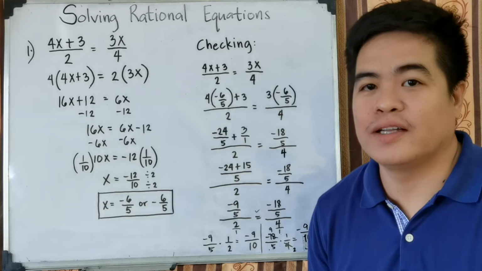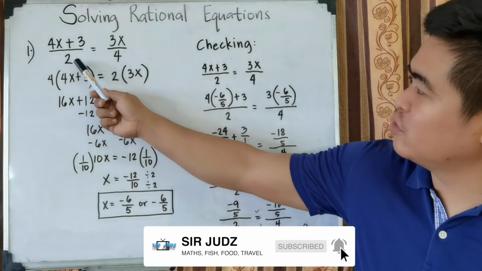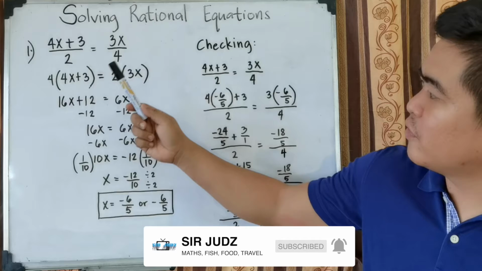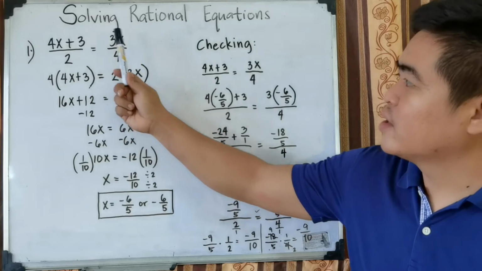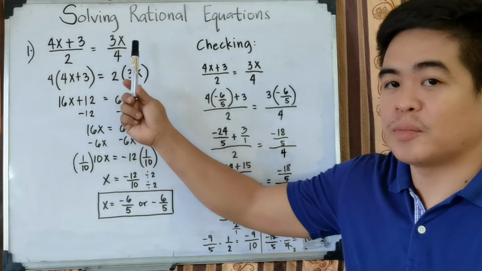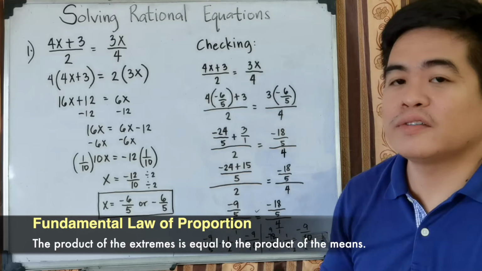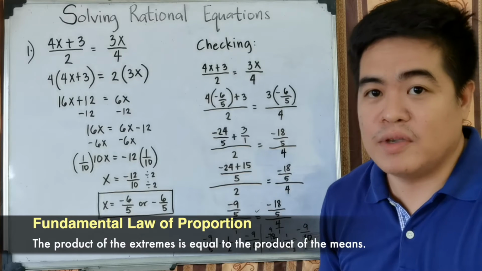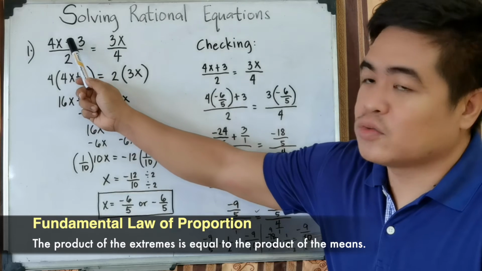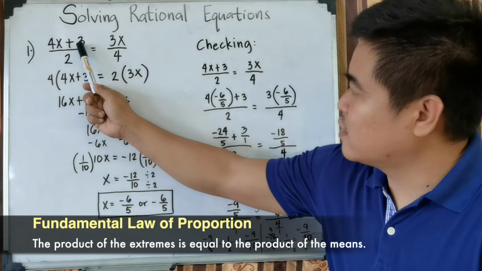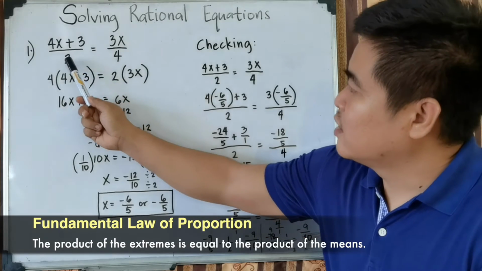How do you solve a rational equation? For example, we have (4x + 3)/2 = 3x/4. Since the two sides of the equation are in ratio form, we can say that this equation is a proportion. Applying the law of proportion, the product of the extremes is equal to the product of the means. We identify the extremes, 4x + 3 and 4, and our means, 3x and 2.